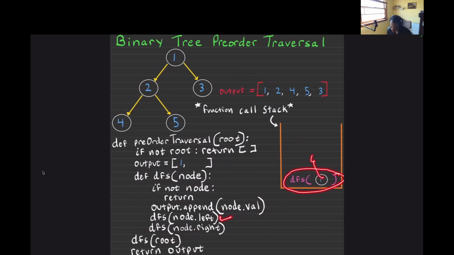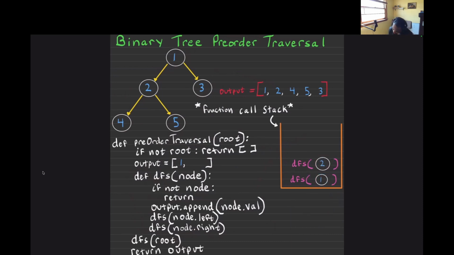So this guy is going to call another DFS, but on the left child, okay? So the left child in this case is node 2, right? We can clearly see the left child from the root node is node 2. So I'll grab that. And this is a new function call, right? That's why I'm using this function call stack.